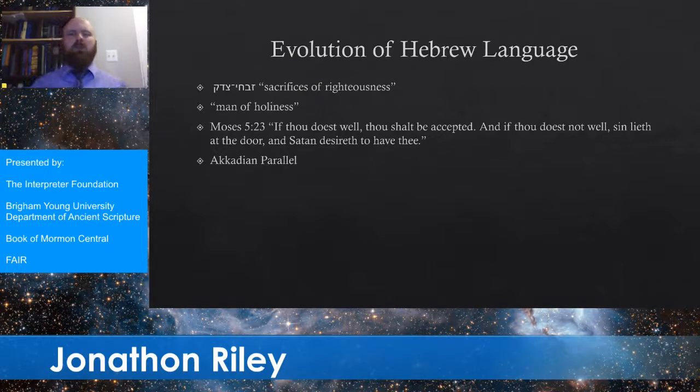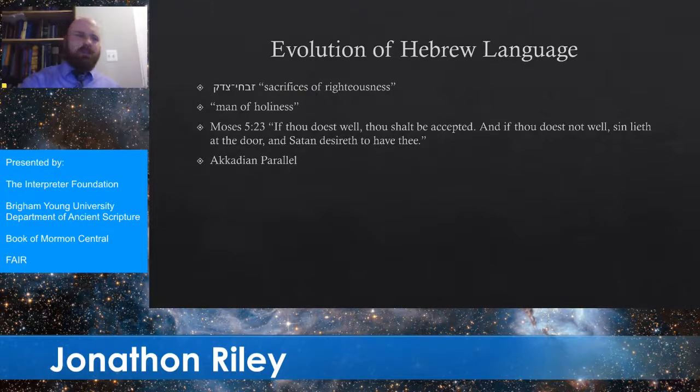Moses 5:23 records God's reply to Cain when he offered an offering that was not accepted. "If thou doest well, thou shalt be accepted, and if thou doest not well, sin lieth at the door, and Satan desireth to have thee." The extra phrase, "and Satan desireth to have thee," not present in the King James Bible, may simply be Joseph's explanation of what it means for sin to lie at the door, as the expression is somewhat strange.